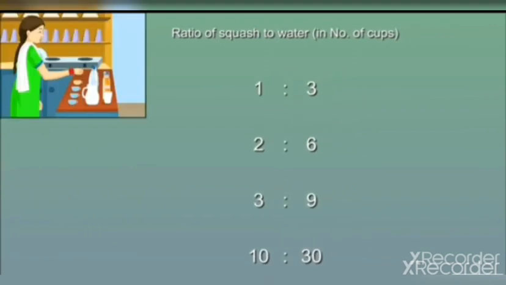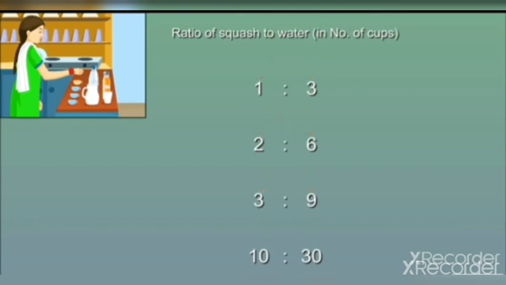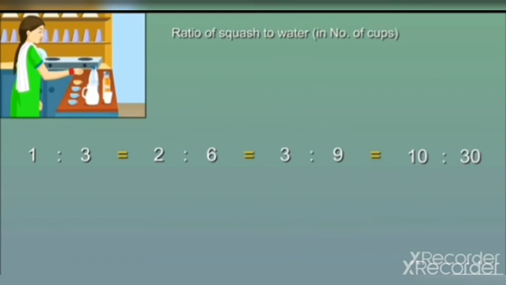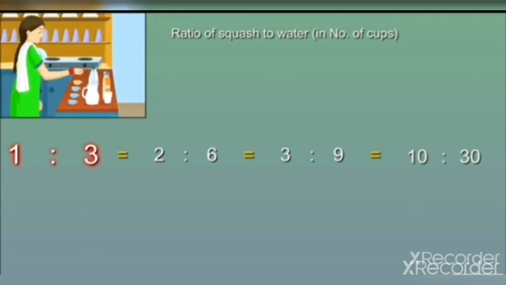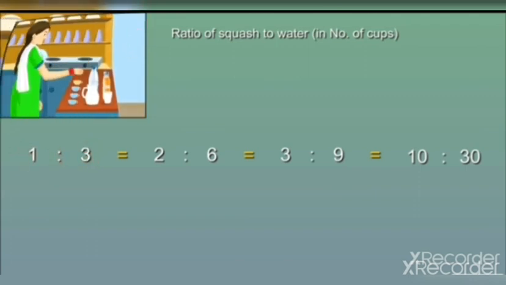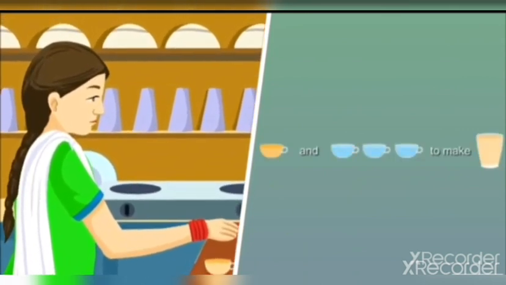Here, for all the ratios we have found, we have added water 3 times of squash. That means the ratio is constant here. Such ratios, which are obtained by multiplying or dividing by any counting number, are equivalent ratios. 1:3 is its lowest form, as it can't be further divided. Correct. Now you get it. We have used the squash and water in the ratio of 1:3.